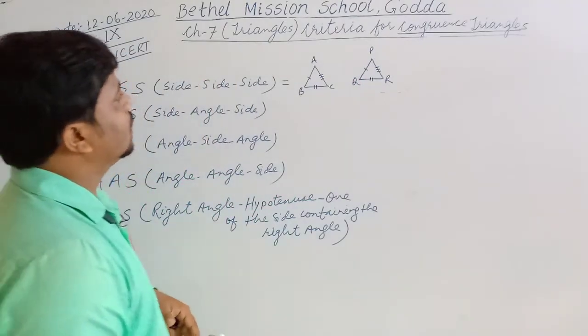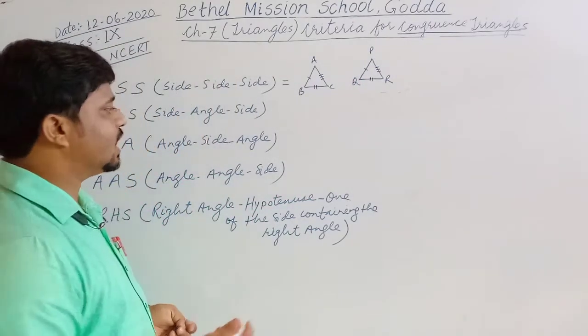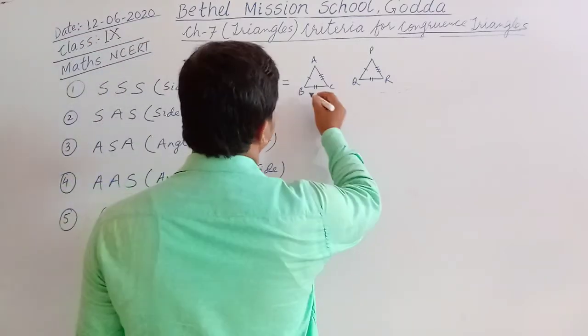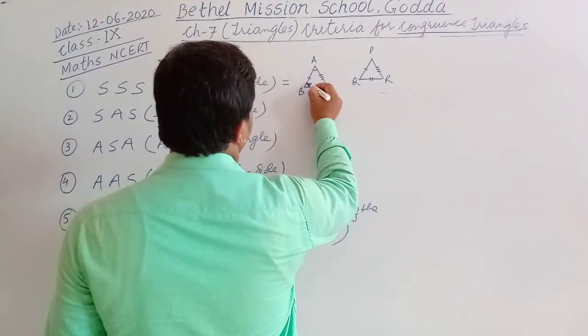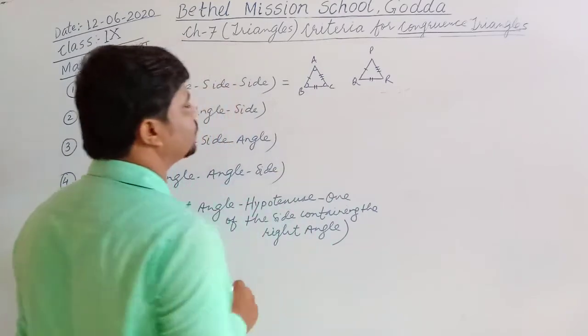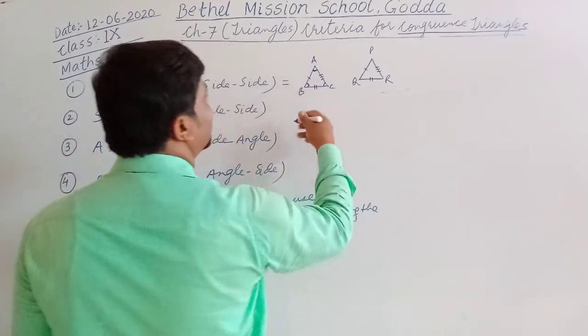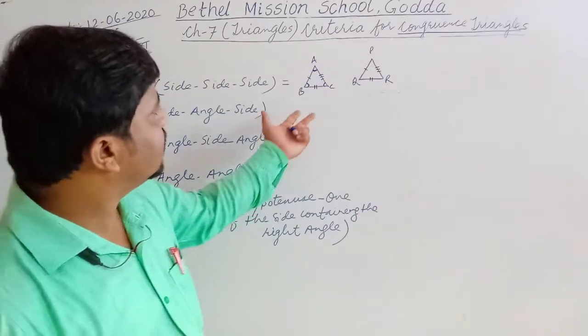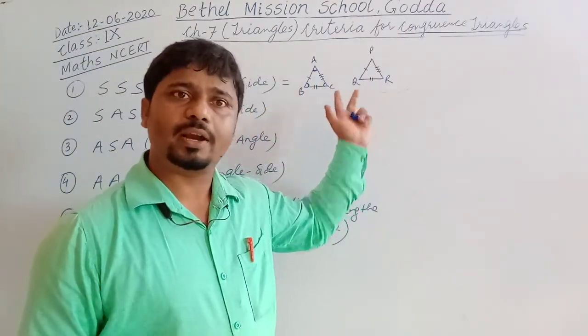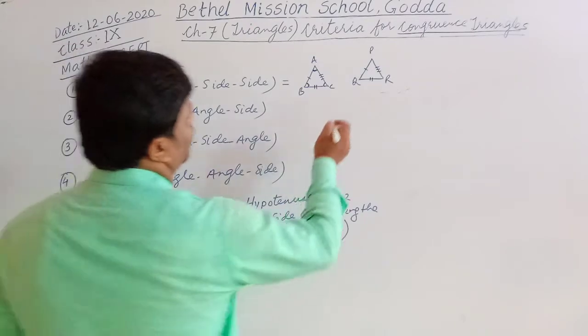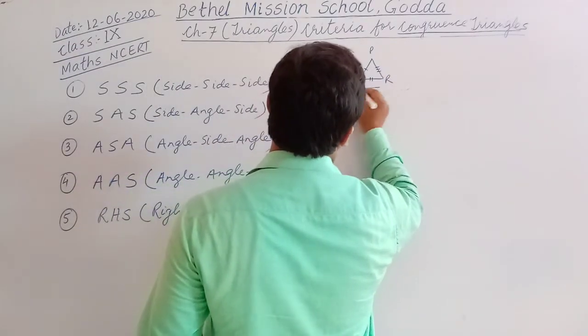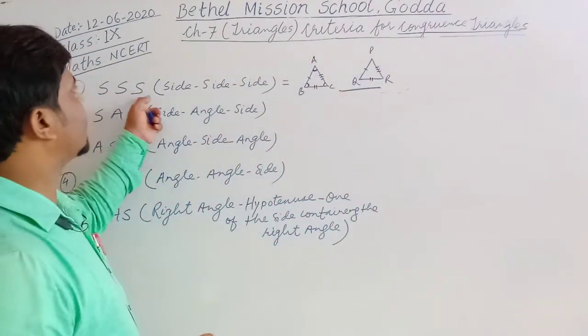And what is left on those triangles? The left things are angles. If the two triangles are congruent, then their corresponding angles also will be equal. So this property is called side, side, side.